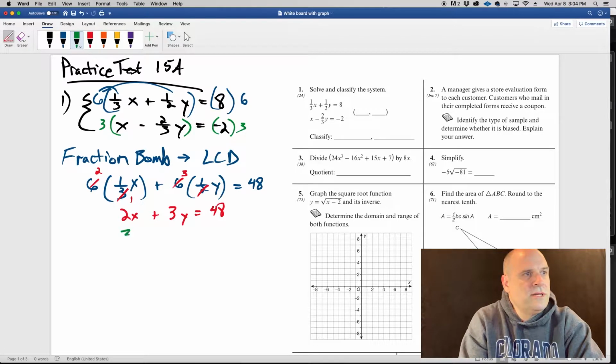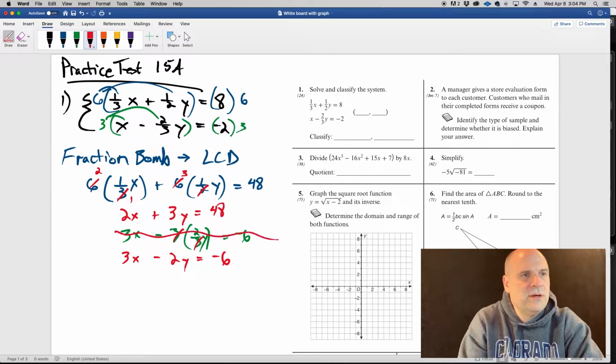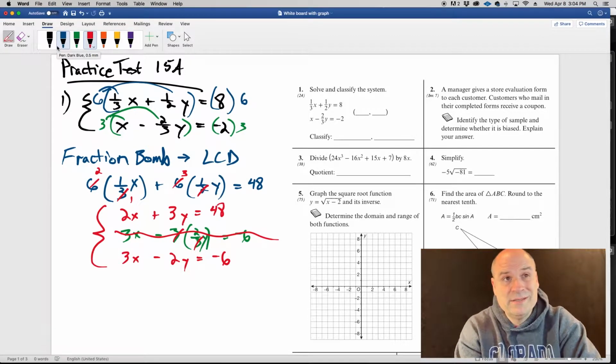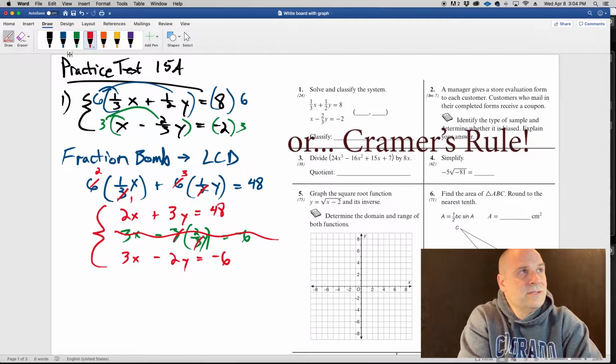So this is just 3 times x minus 3 times 2/3 y equals -6. These 3's cancel, and we're left with 3x minus 2y equals -6. So these are our two equations right here. You can solve this by substitution, elimination, or graphing. I'm going to do elimination just because I can.